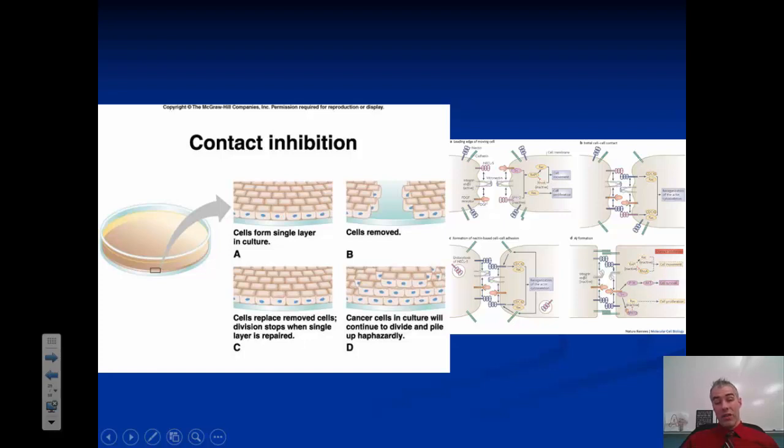In cancer cells, though, they don't know how to stop this process, so they just keep dividing over and over and over again. Here's showing you some of the receptors on the outside surface of cells where the cells can recognize if they're in contact with other cells. If they're not in contact, they will start the process of mitosis. If they are in contact, they're going to stop it and go back into G0.